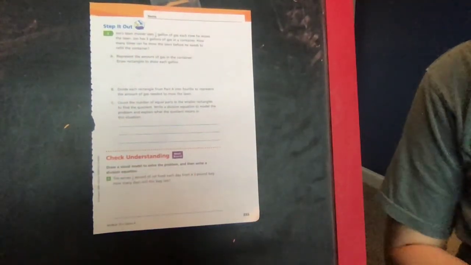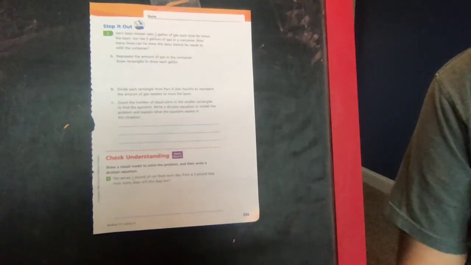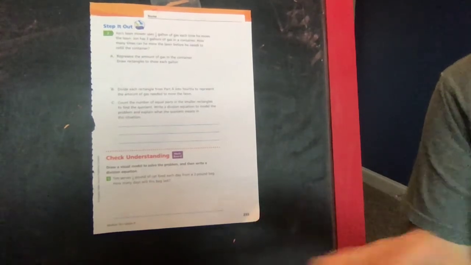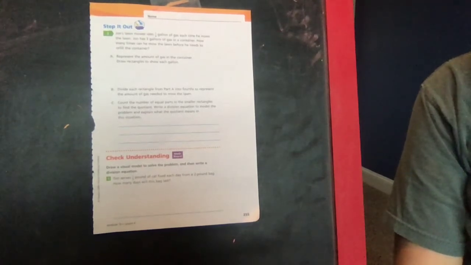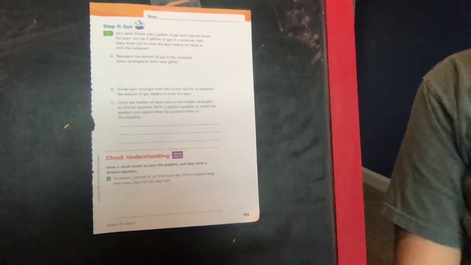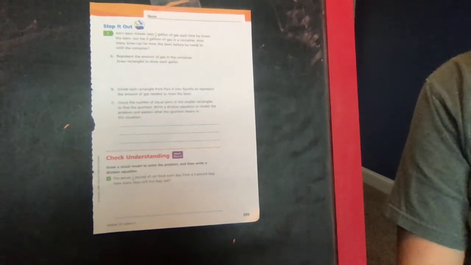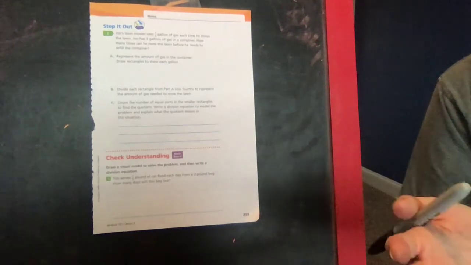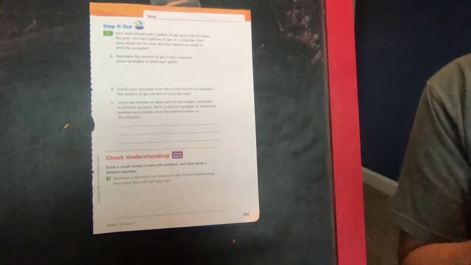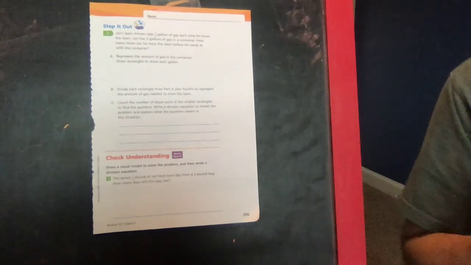John's lawnmower uses 1/4 of a gallon of gas each time he mows the lawn. John has 3 gallons in a container. How many times can he mow the lawn before he needs to refill it? So he uses 1/4 every time he mows, but he's got 3 whole gallons. So really, you're asking how many fourths are there in that whole 3?